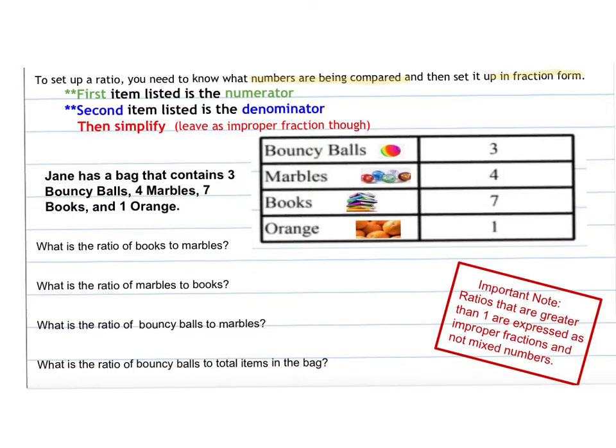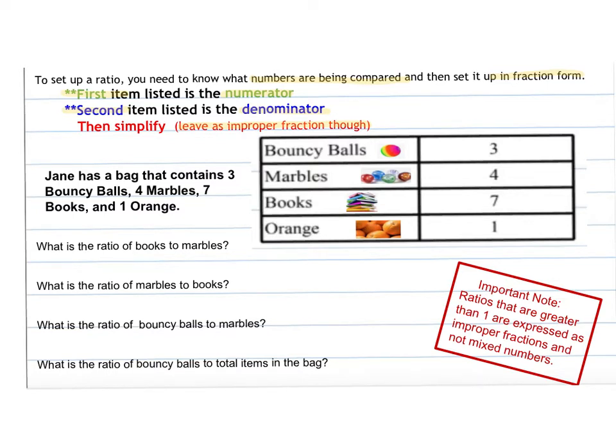So in order to figure out what we're comparing, we read the directions here, and the first item that's listed, that goes on the top, or that's our numerator. The second item that's listed, that's what goes as our denominator when we're setting up the fraction. We always write our ratios in simplest form, but it's very, very important that we leave them as improper fractions. We don't turn them into mixed numbers. Okay, so let's see exactly what that means using this table here.